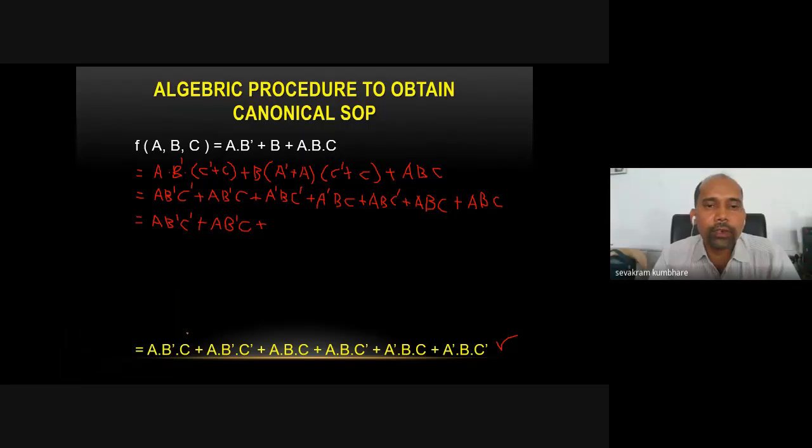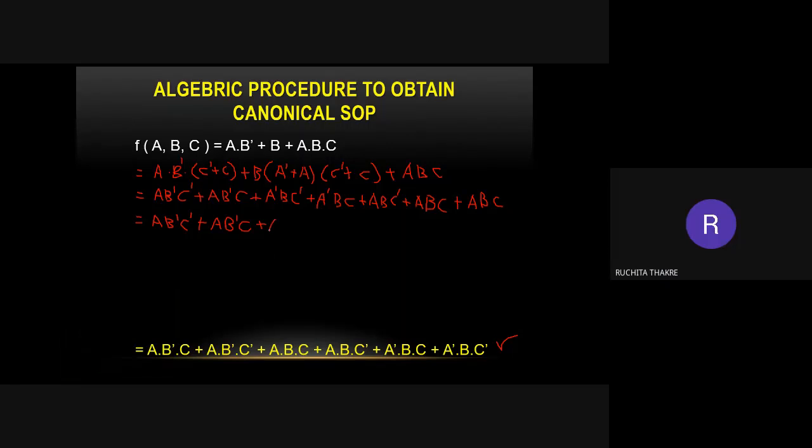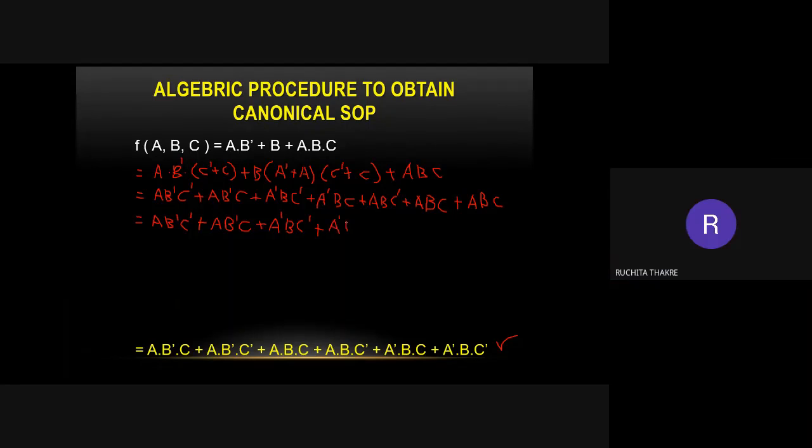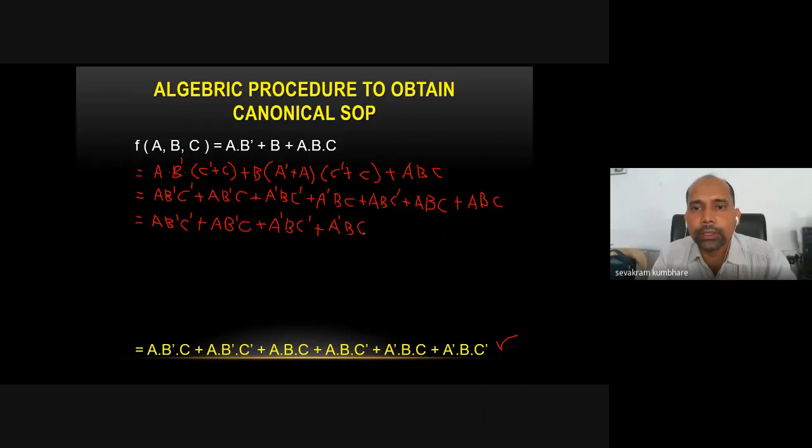Right. So again, what can we do? We can take this A bar, A bar B, A bar C bar, B, C bar. Let's check out whether it is there or not. So A bar, B, C bar; A bar, B, C. It is single, right? So no need to do. Then A bar, B, C; C is single.